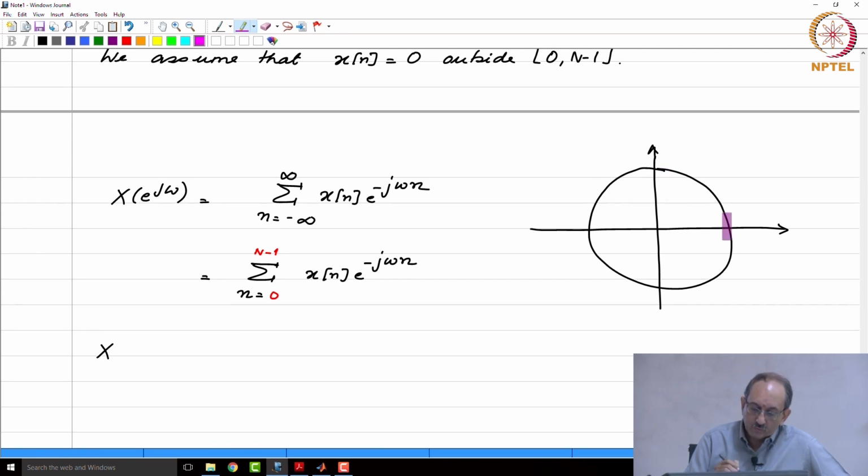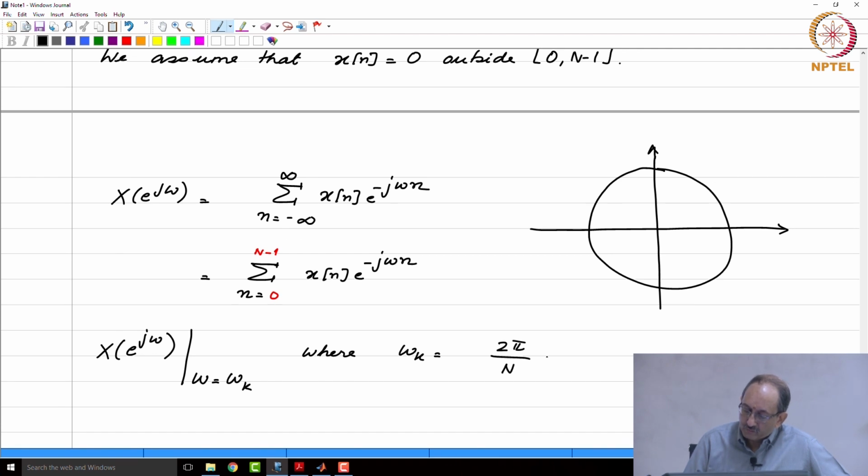Now, we are going to sample this. We are not going to evaluate the DTFT continuously, but we are going to evaluate this only at N points that are uniformly spaced, and hence we take X of e to the j omega and evaluate it at omega equal to omega k, where omega k is 2 pi k by N, all right.